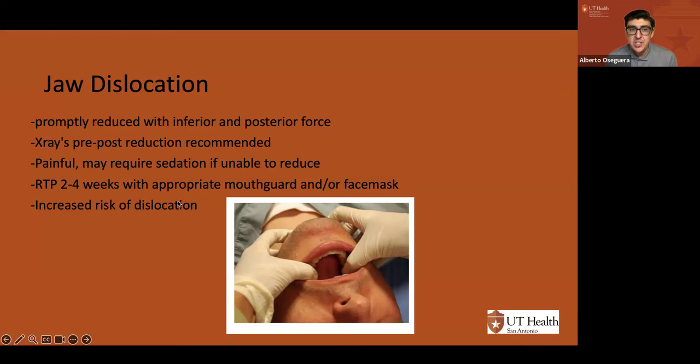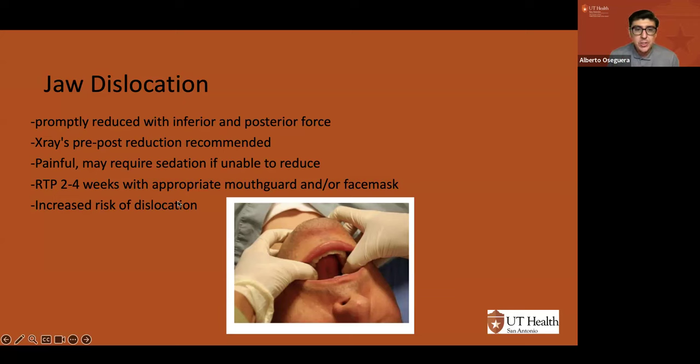With any dislocation, you'll want to get post-reduction films, and if you have the capability to do pre-reduction films, then obviously do those. If you feel any crepitus or the jaw just isn't going back into place, you don't want to continue to repeat the reduction. For reduction, you'll want to apply a pretty firm downward, or inferior, pressure and posterior pressure, because the jaw usually dislocates anteriorly. It takes quite a bit of force to get it back in, especially if they have secondary muscle spasms and you don't have them sedated.